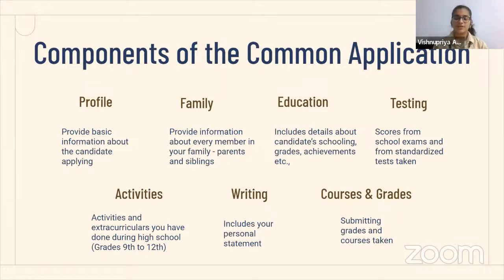The second one is the family. For any college, they want to know where the student comes from and who is in the family. So they ask for information about parents and siblings. That is your immediate family. Information for parents would be parents' names, parents' age, like date of birth, and then address, whether the address is the same or not, and then their marital status, and where they have studied, their education.